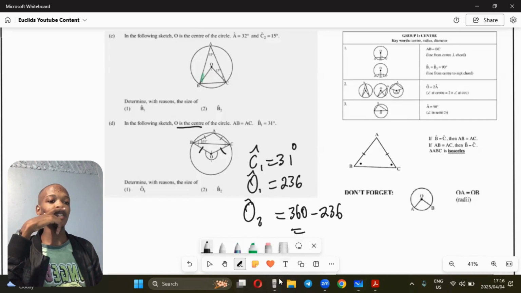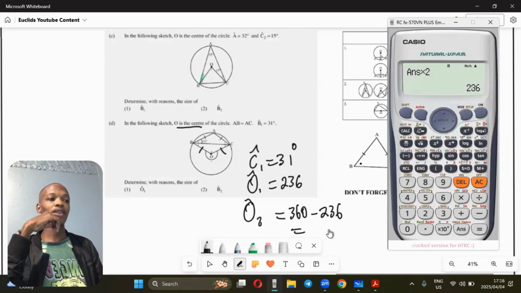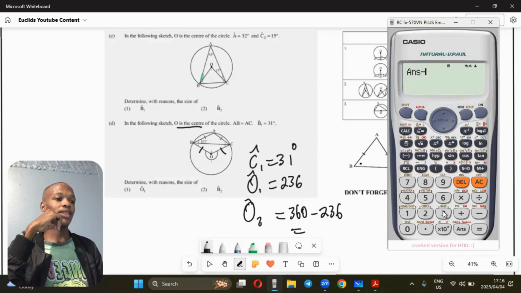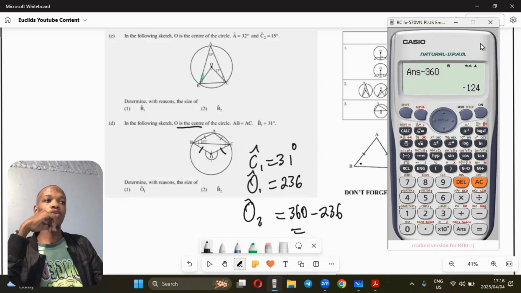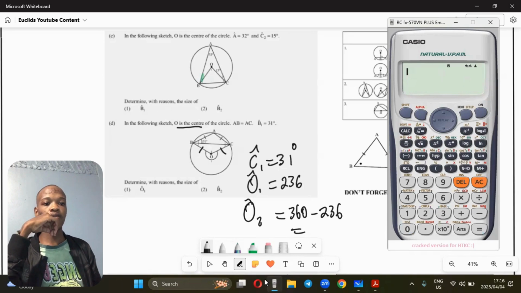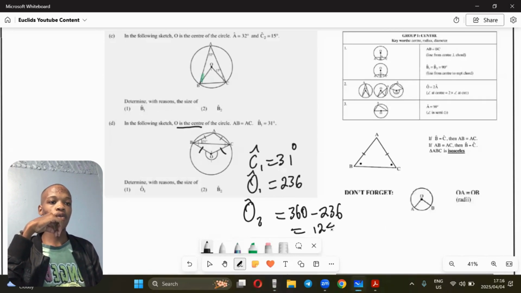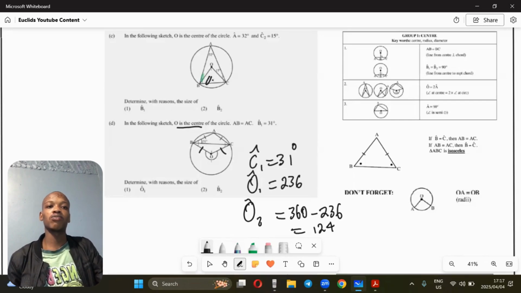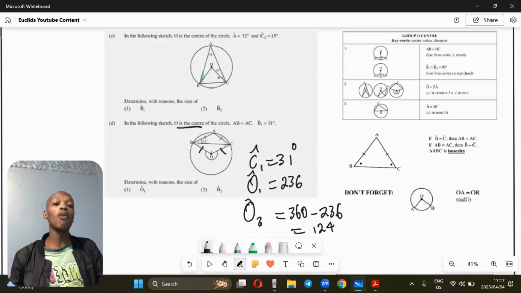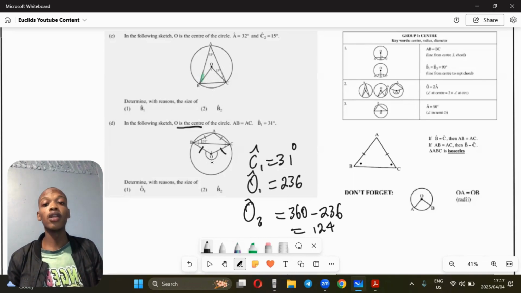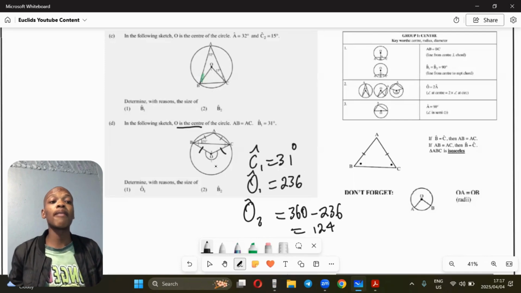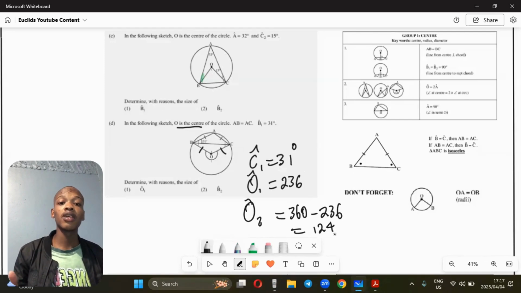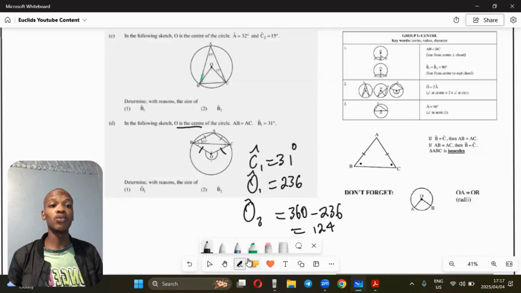Let me take out my calculator. 360 minus 236 is 124. So how do we use 124? It's the same thing as what we did here. We have the triangle, so it is the sum of angles: 180 minus 124, and then the remainder divided by 2. That's your B2.